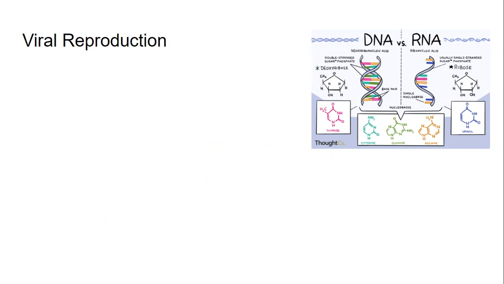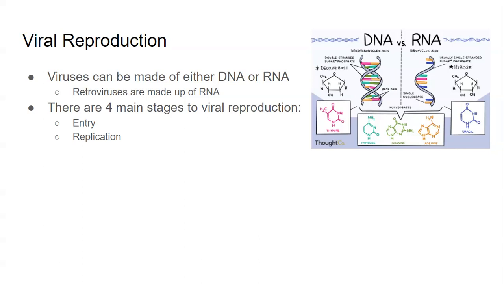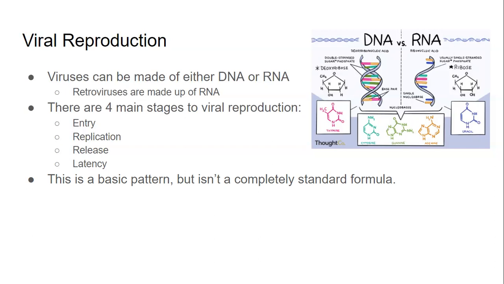So, with viral reproduction, we also know that viruses can be made of either DNA or RNA, but there's a group of viruses that we call retroviruses, which are made up of just RNA. Now, there are four main stages to viral reproduction, and those are entry, replication, release, and latency. Now, these are just a basic pattern, but it isn't a completely standard formula. We're going to go through the two cycles that viruses can undergo in order to be able to reproduce. And while they will use a combination of these four stages, it is not just going to be exactly this. These are just four basic stages that viruses can go through.